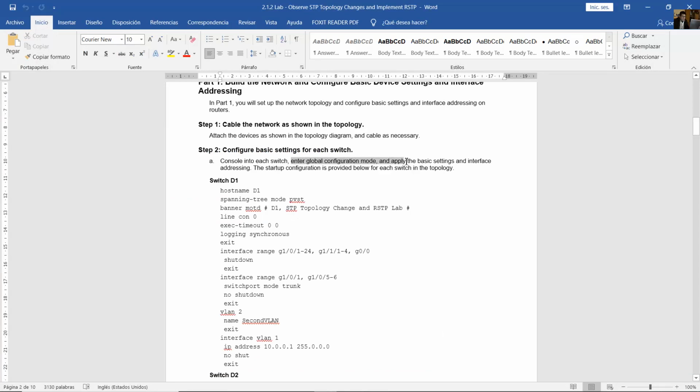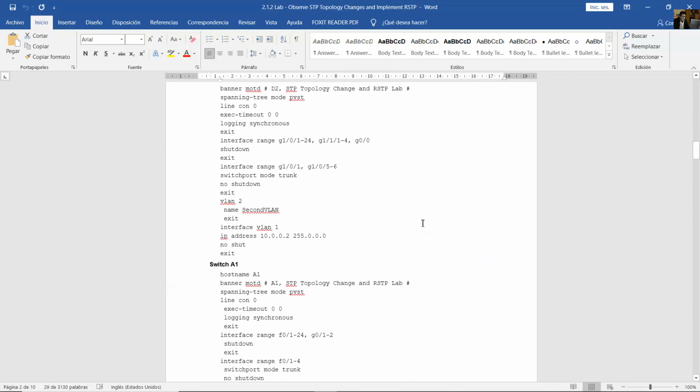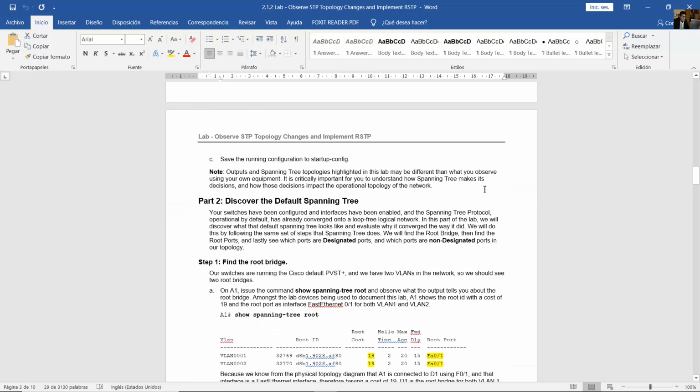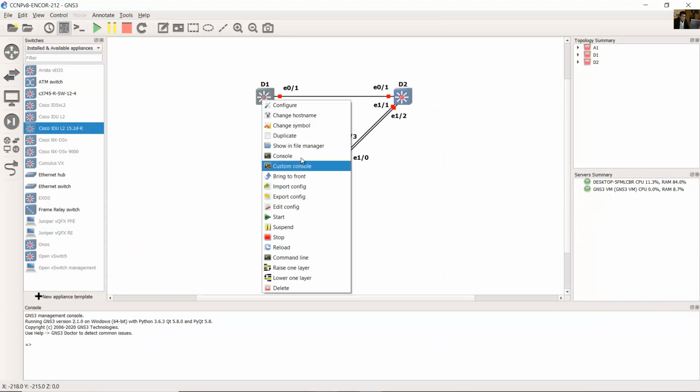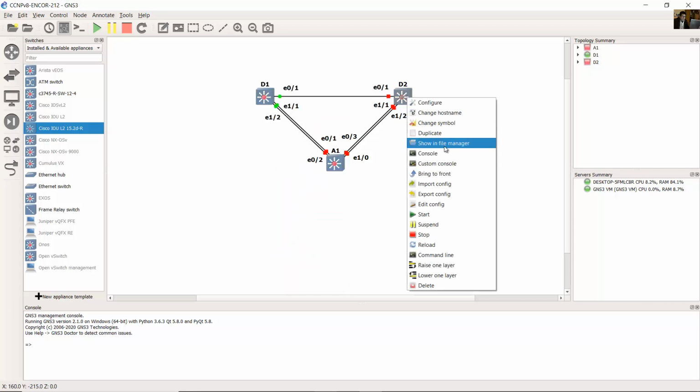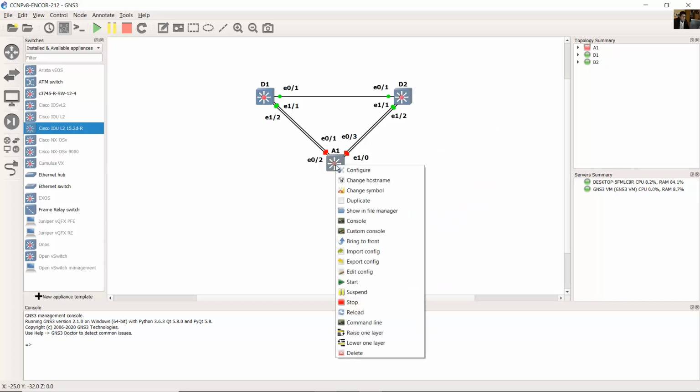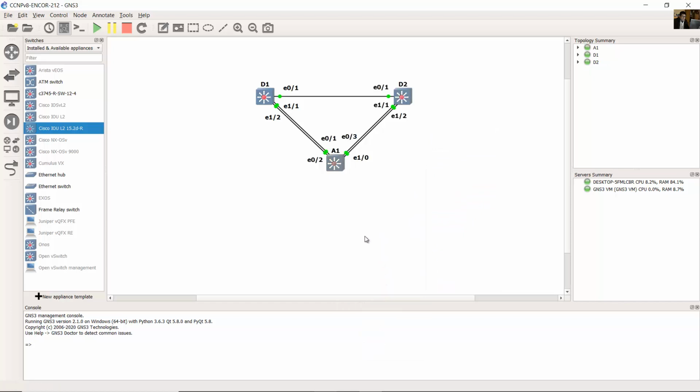Enter global configuration mode and apply the basic settings. Okay, start D1, start D2, start A1. Okay, go to D1.